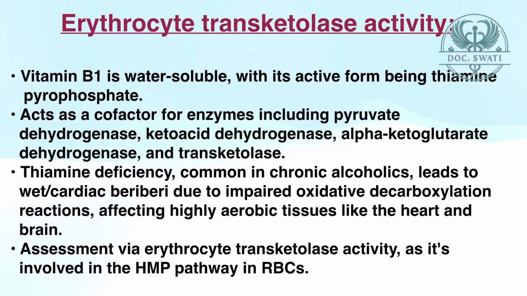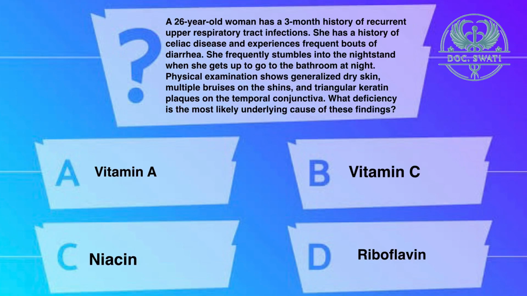Thiamine deficiency, common in chronic alcoholics, leads to wet cardiac beriberi due to impaired oxidative decarboxylation reactions affecting highly aerobic tissues like the heart and brain. Assessment is by erythrocyte transketolase activity, as it's involved in the HMP pathway and RBCs. So let's move forward to the next question.